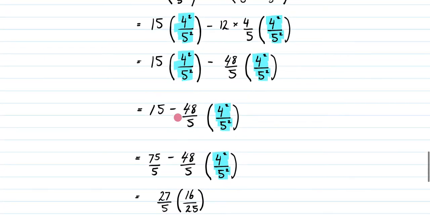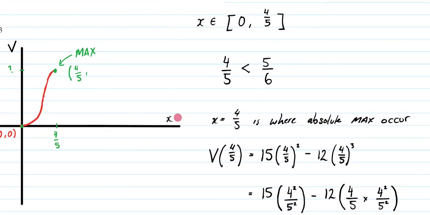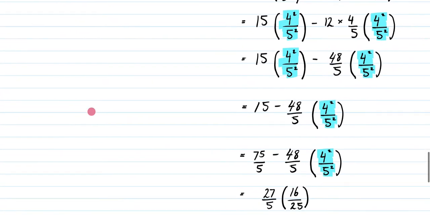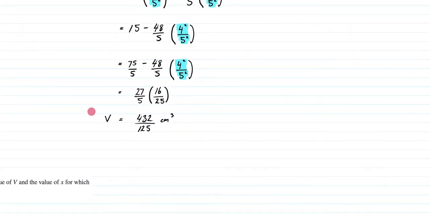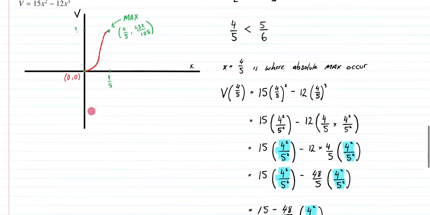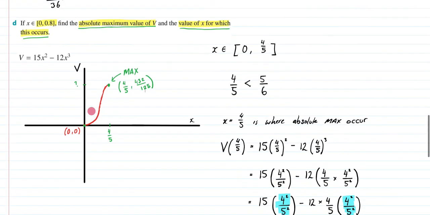So I could come up here and I could put that into this spot right here. This is going to be 432/125. Close that off just like that. So hopefully we've done all our calculations correctly. Let me just quickly double check this, that I've done this all correctly. Yep, that looks good. All right. So we have now answered that. We figured out both the absolute maximum value of v and the value of x for which this occurs.